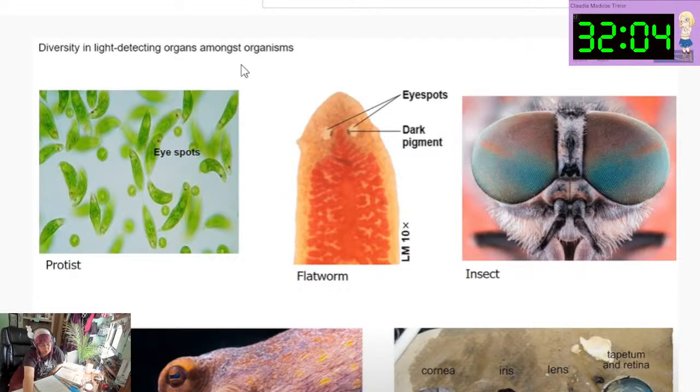Many living things evolve proteins that are capable of absorbing light, and we've seen these throughout the semester. So we've seen proteins called pigments that are able to absorb light.